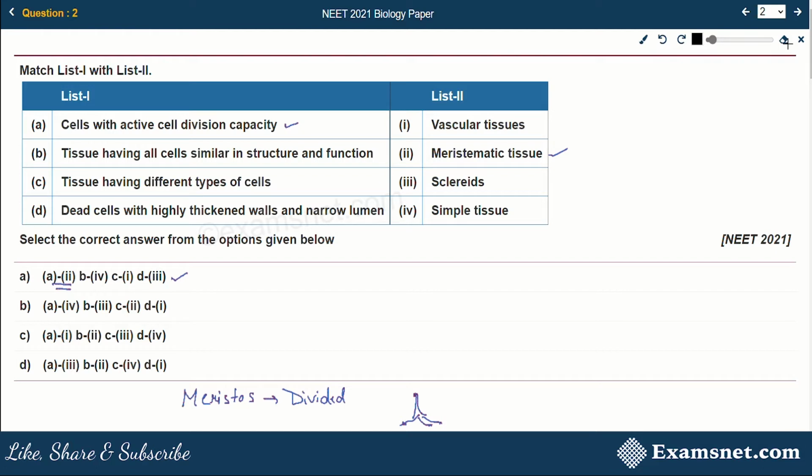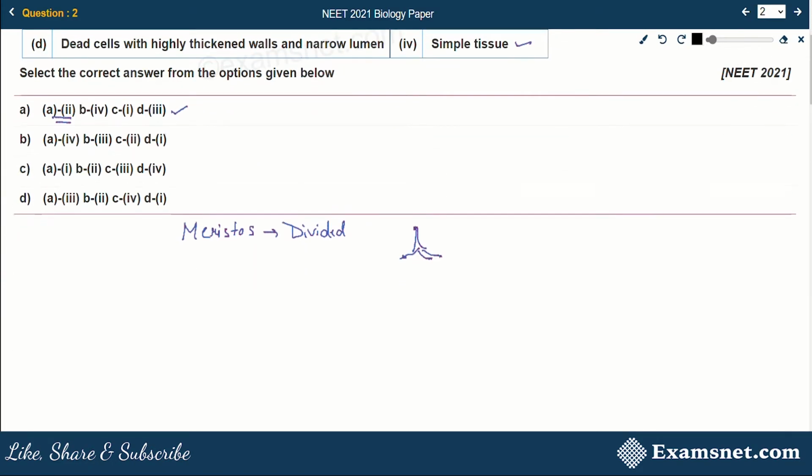So let's see number B. It is written tissues having all cells similar in structure and functions. And the correct option is simple tissues. Okay. So what are simple tissues? See, as the name suggests, simple tissues are made up of only one kind of cells. Okay, therefore all these are similar in structure and functions.